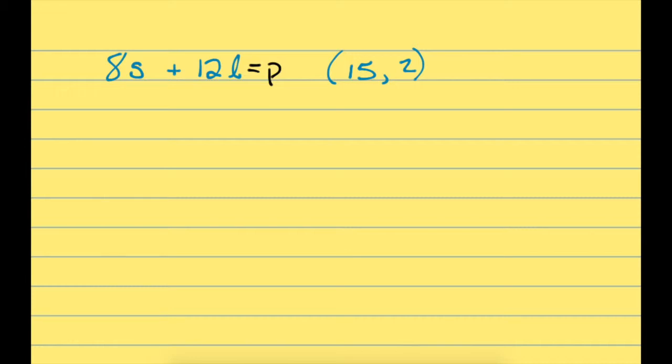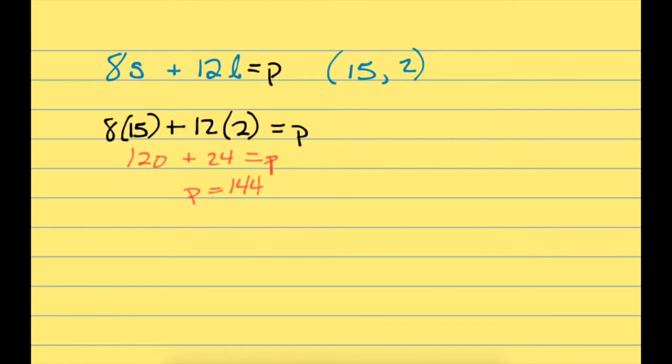Well, we know that if we fit 15 small, we need 2 large vans. So we can use that to find the total number of people that we're packing into the vans. So 8 times 15 is 120, 12 times 2 is 24, so we're packing in a total of 144 people. So our equation in standard form is 8s, got my numbers backwards there, 8s plus 12l equals 144. No, we don't need the p there, just 144.